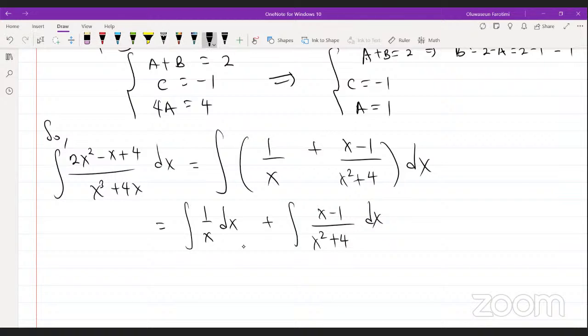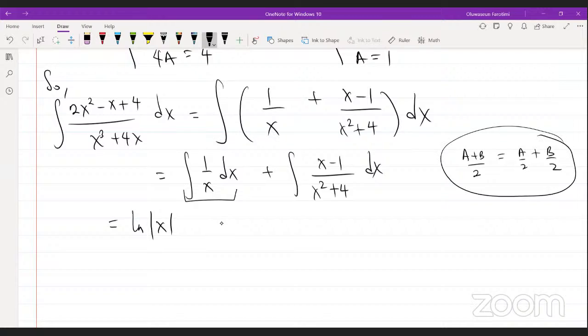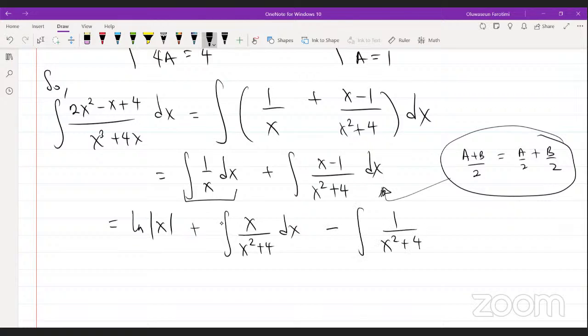Okay, let us see, guys. This is equal to, if you integrate this, you get ln of the absolute value of x. That's the ln of the bottom. Do you remember, guys, if you have (a plus b) divided by 2, this is the same thing as a over 2 plus b over 2. So I'm going to apply this principle on this part. That means I'm going to have x divided by (x squared plus 4) dx minus 1 over (x squared plus 4) dx.